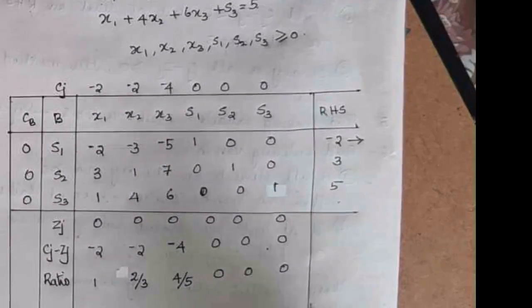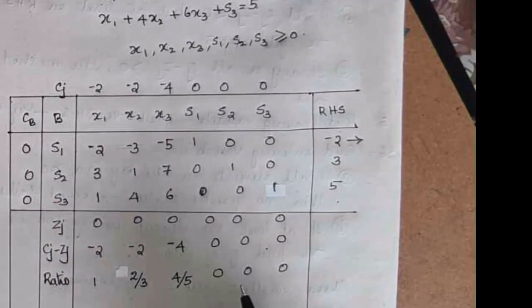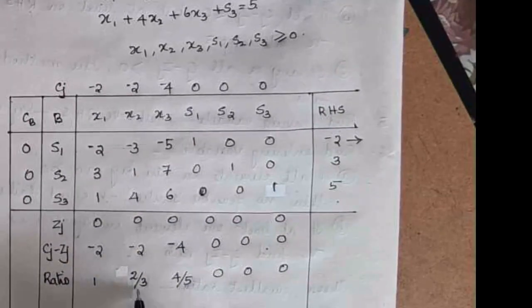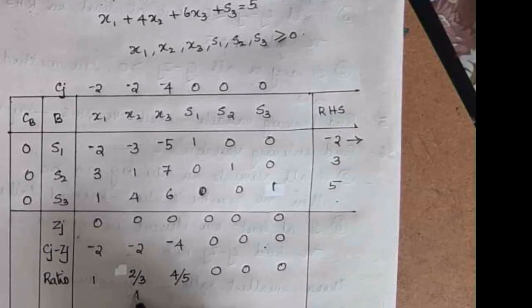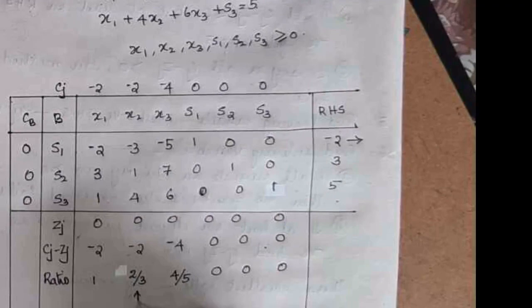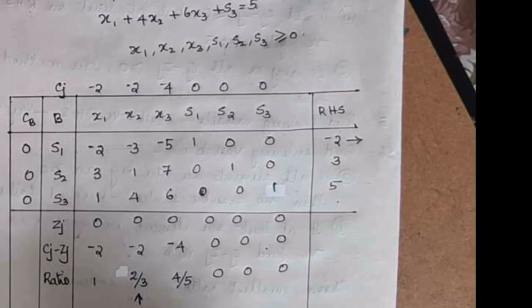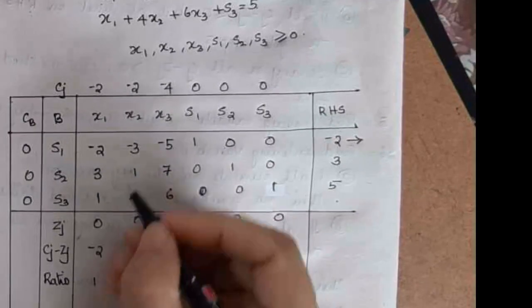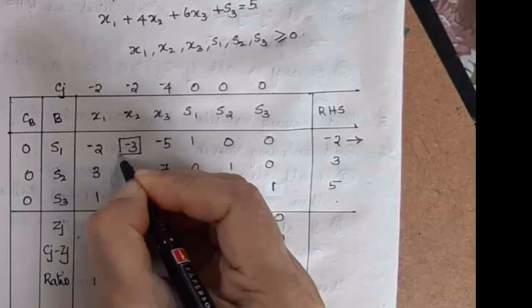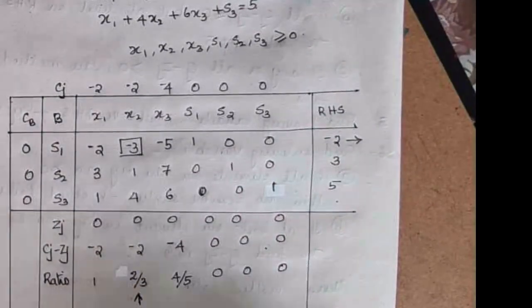Now in the normal method, you have to find the smallest ratio. Smallest is definitely this one. If you divide, you will get this one. Okay, divide and see. So x2 will be the entering variable, and now the pivot column row element will be this one. Pivot element is -3.